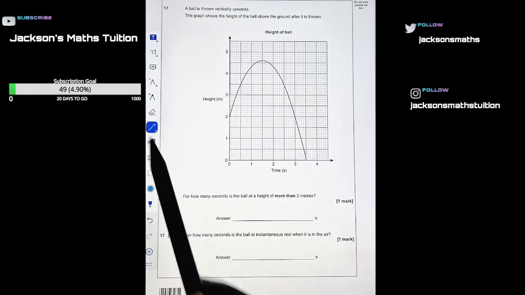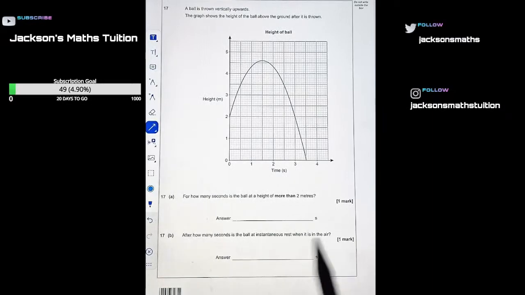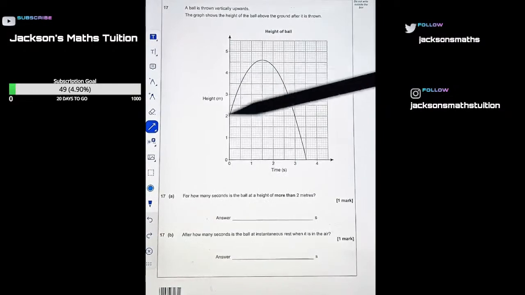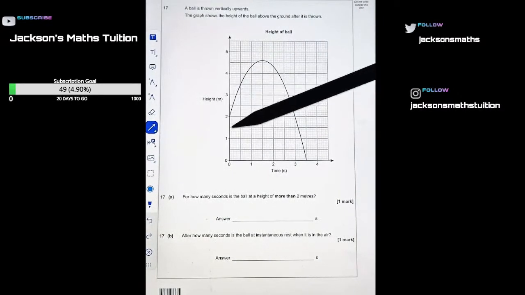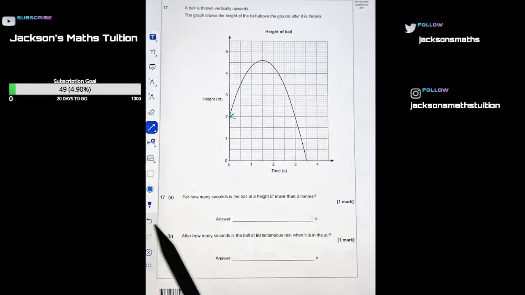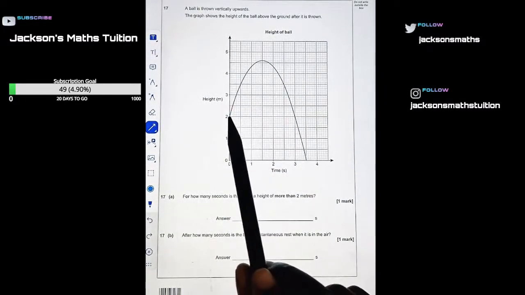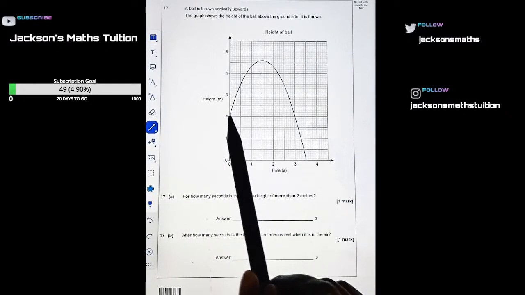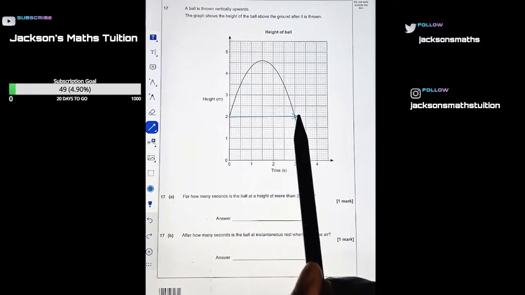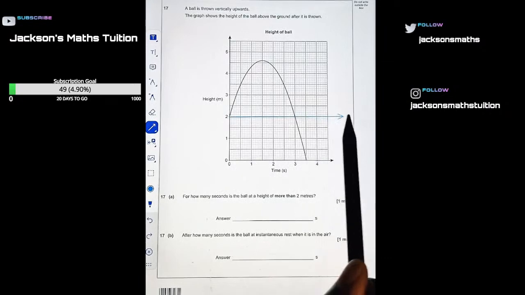And I'm just going to draw it on so you guys can see it. So if we're looking for how many seconds the ball is at a height of more than 2 meters, we're looking on the y-axis because that's the one labeled in height. So 2 meters is here on the y-axis. So you're going to have to take your ruler and draw a line across from 2 until it touches this curve.